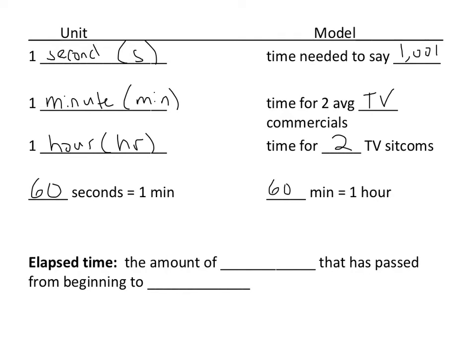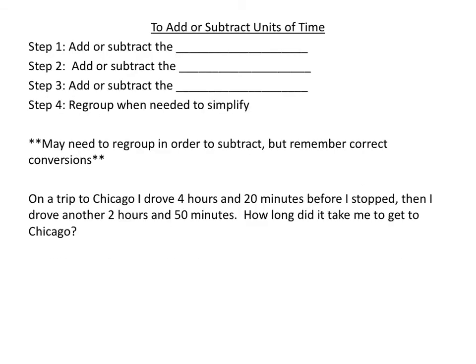Now when we're talking about time, some of the problems that we're going to talk about will deal with what's called elapsed time, and this is the amount of time that has passed from beginning to end. When adding or subtracting units of time, you want to add or subtract the seconds, then add or subtract the minutes, and then add or subtract the hours, and so forth. And then you're going to regroup when necessary to simplify. Keep in mind though, you may need to regroup in order to subtract, but remember to use correct conversions.